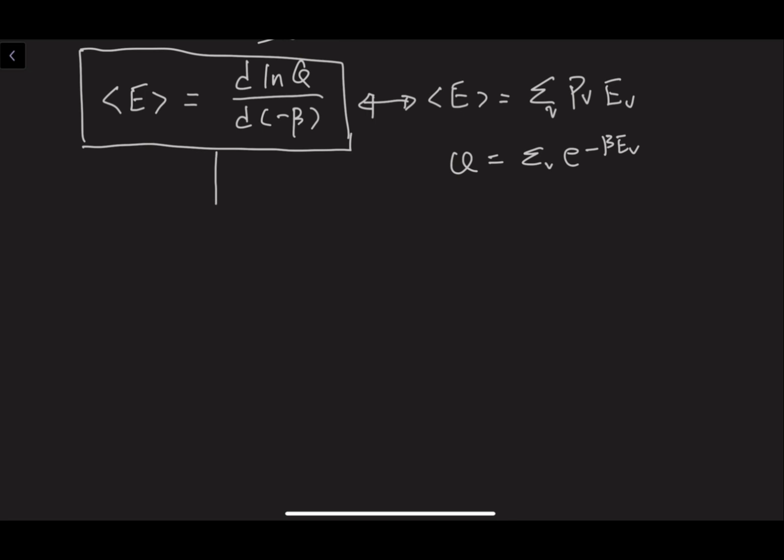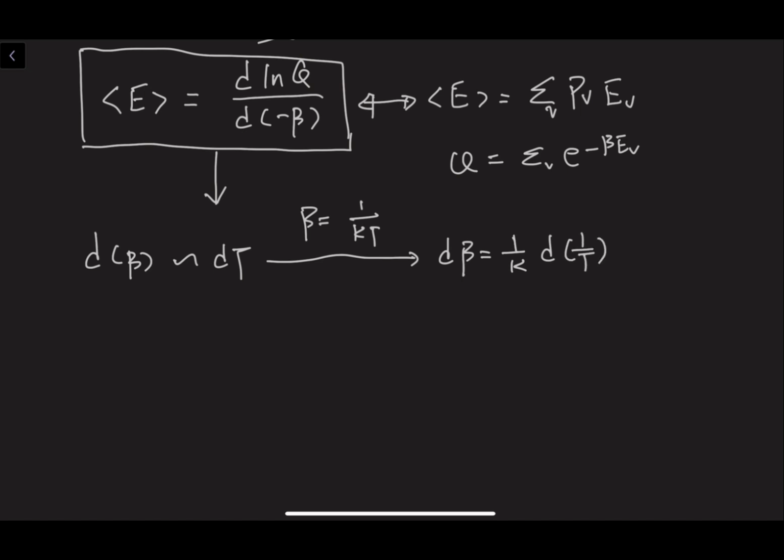Now we can think more about this. We know beta is the inverse temperature, so it's not quite obvious to work with beta. Let's convert this d beta to dT, because in thermodynamics we work with temperature a lot. We know beta equals 1 over kT, so d beta is 1 over k times d of 1 over T, and taking 1 over T as a function, we have 1 over k times minus 1 over T squared dT. So d beta simply equals minus 1 over kT squared dT. Again, a very interesting result.